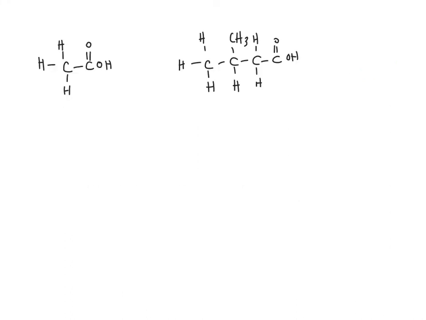So first one on the left here, we have 2 carbons in our longest carbon chain. So that is going to be called ethanoic acid. Ethane for 2 carbons, oic acid. So ethanoic acid.